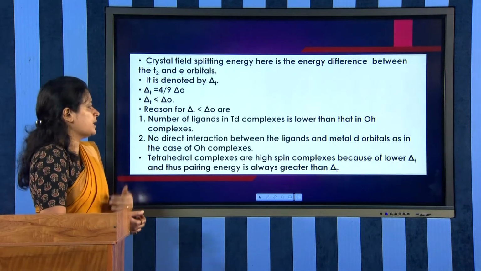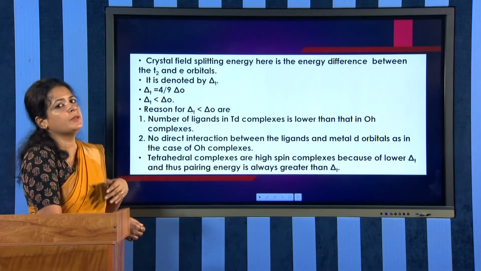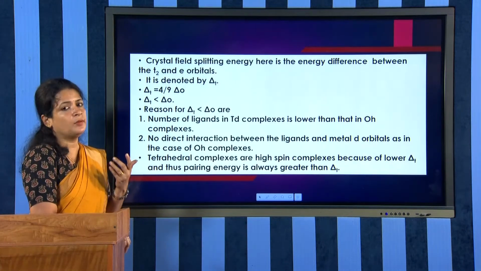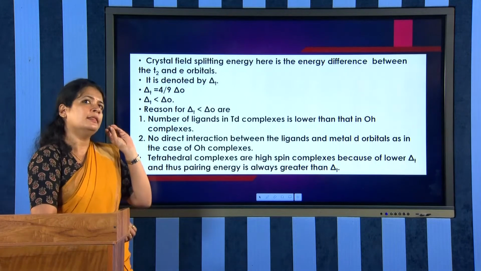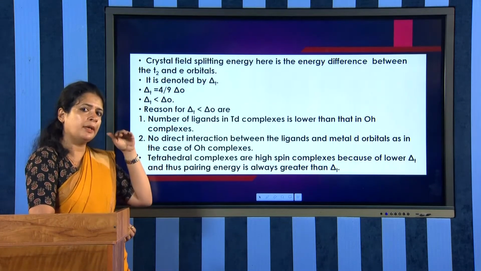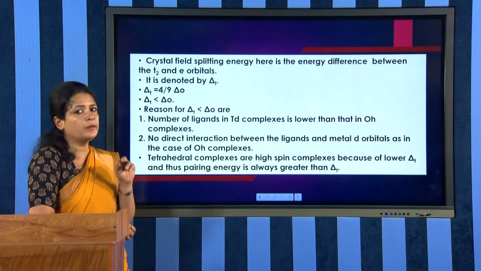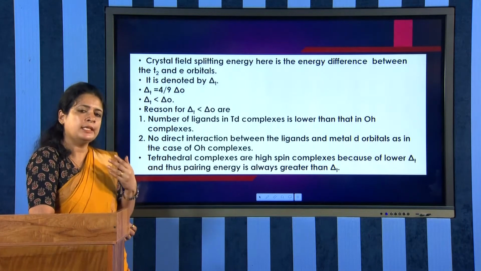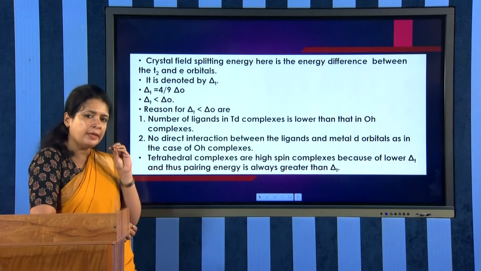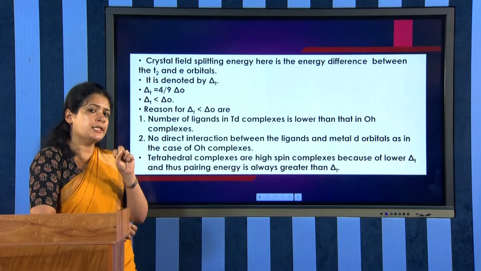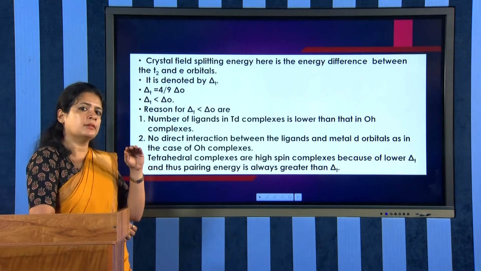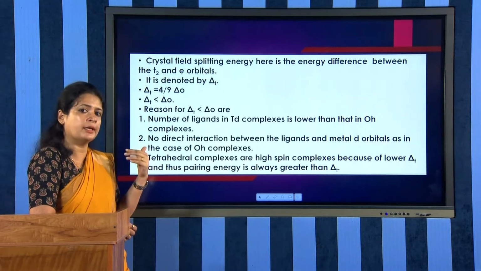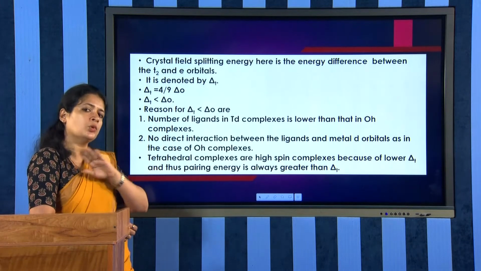And the second reason is that there is no direct interaction of these ligands with the metal d orbitals in the case of tetrahedral field. But in the case of octahedral field, you have already seen that the ligands are coming along the axis, and so the d orbitals along the axis, that is dx square minus y square and dz square, will be experiencing a greater repulsion. So along the axis there is a direct contact of these ligands with the metal d orbitals in the case of octahedral field, but in the case of tetrahedral field there is no direct contact.